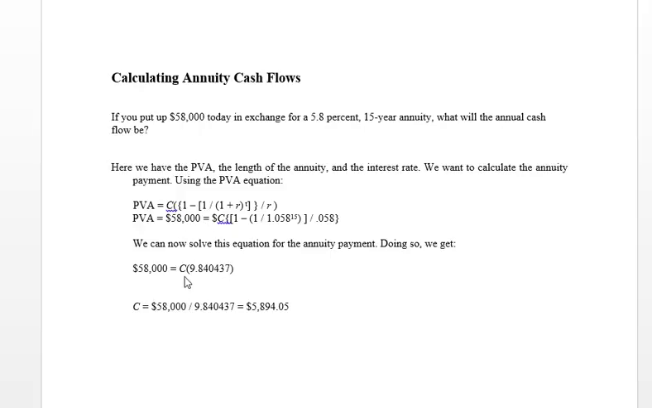So I want to isolate C so I can find out what my yearly payment is. I'm going to take this right here and move it to the other side, so I just change it. So C is equal to 58,000 divided by 9.840437. And then my C, or my yearly payment, my cash flow, will be 5,894.05.